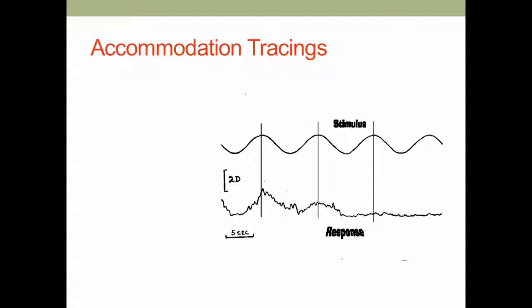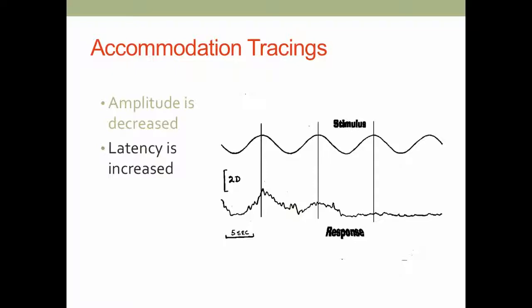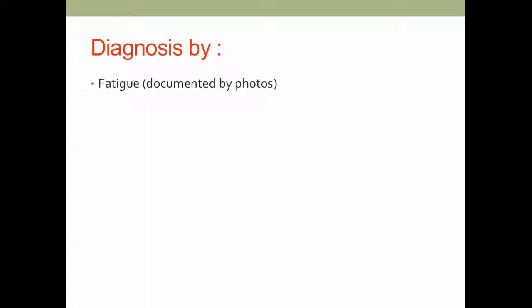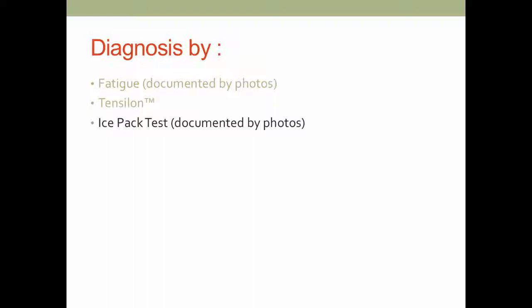Rarely the first signs of myasthenia can be accommodation. This is not reported frequently in the literature. How do you make the diagnosis? Number one is fatigue, Tensilon. These are the ones that I really like.